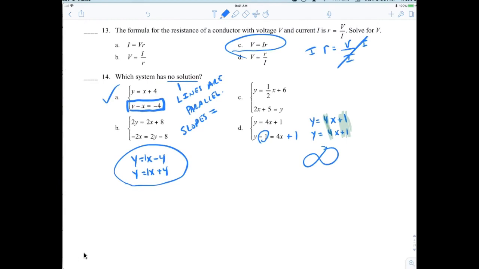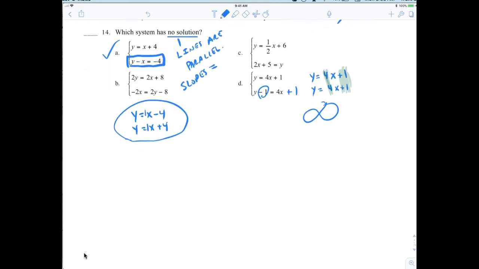So again, parallel means lines have the same slope, and there is no solution. Perpendicular lines have slopes that are negative reciprocals. Now, again, if you have the same line, or the same slope and the same y-intercept, there is an infinite number of solutions. Hopefully you reviewed everything I just said. That's a big part of the test.